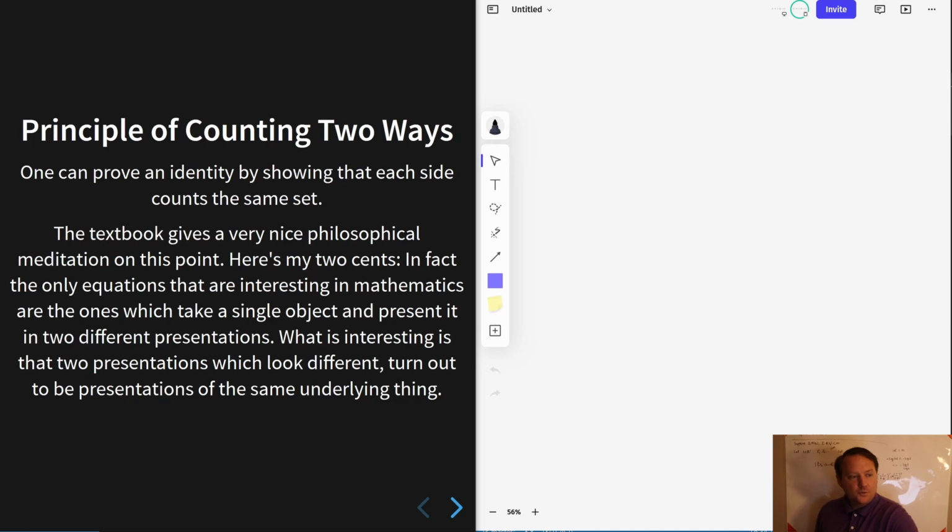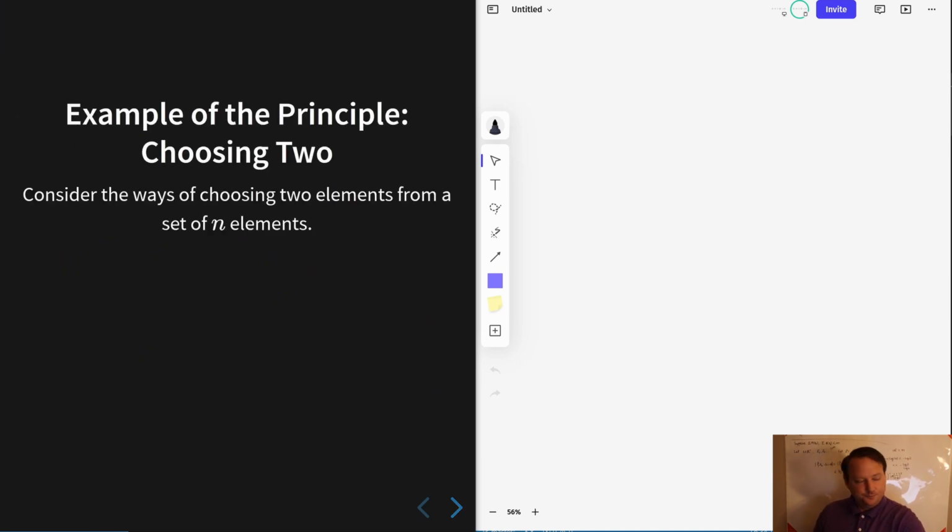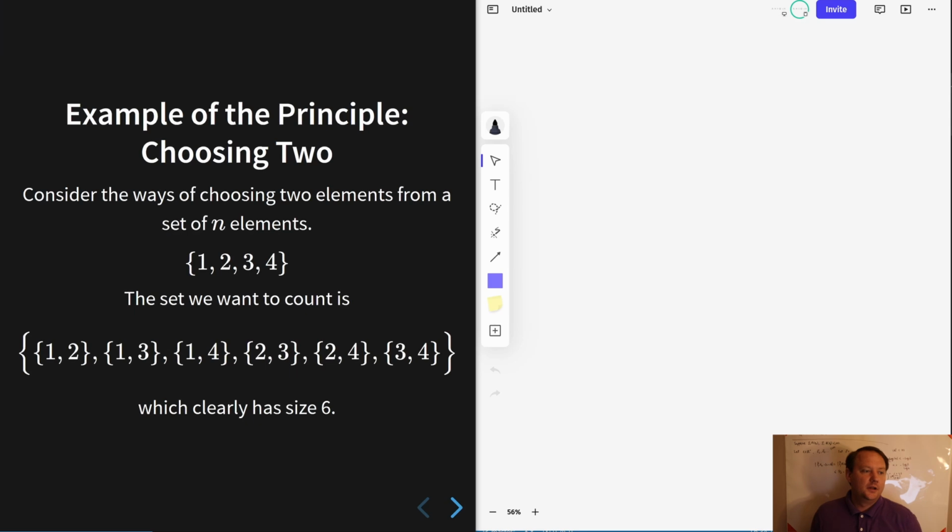But anyway, to give an example of counting in two different ways, let's consider that you have a set of n elements. Here I'm demonstrating on a set of 4 elements, but the more general case is that we'll have a set of n elements, and we would like to find all ways of choosing 2-element subsets. In this particular small example, I've enumerated all of them. So just by brute force, we can see that there are 6 of them in this case.